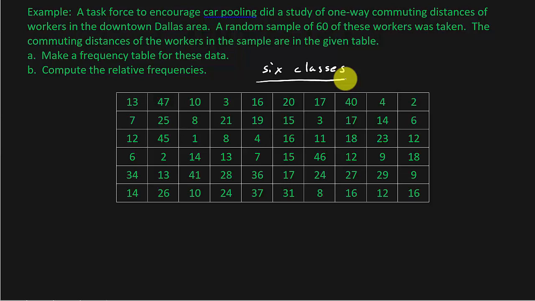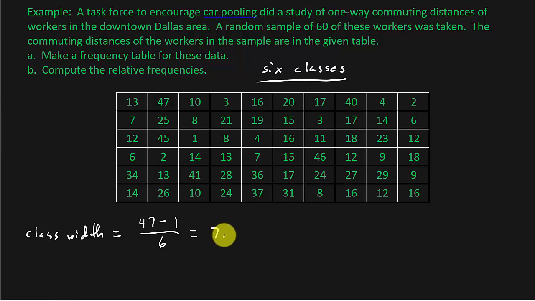All right. So we've got 6 classes. So the first thing we want to do is determine the class width. Remember, that's the largest data value minus the smallest data value divided by the number of classes you have. So for here, the class width is equal to the largest data value. Yes, you've got to go through all the numbers and find the largest data value. For this problem, 47 is the largest. So 47 minus the smallest, and you can see the smallest one is 1. And we're going to divide that by 6.